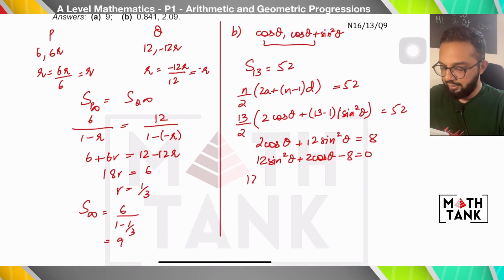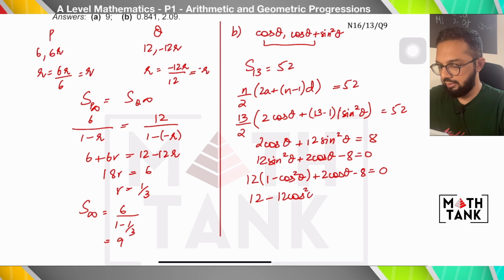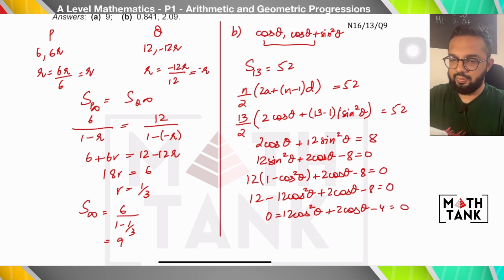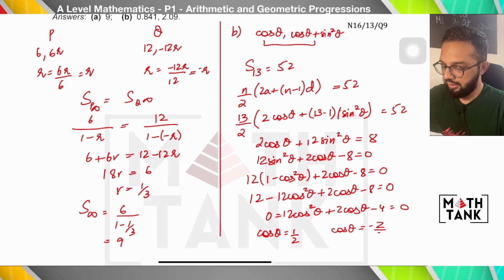Now, for those of you who haven't done trigonometry, this is what you would be doing once you study trigonometry. So I get 12 minus 12 cos square theta plus 2 cos theta minus 8 equals 0. So 12 cos square theta minus 2 cos theta minus 4. I hope I've done the calculations correctly. Half and minus 2 over 3. So cos theta is half and cos theta is minus 2 over 3.